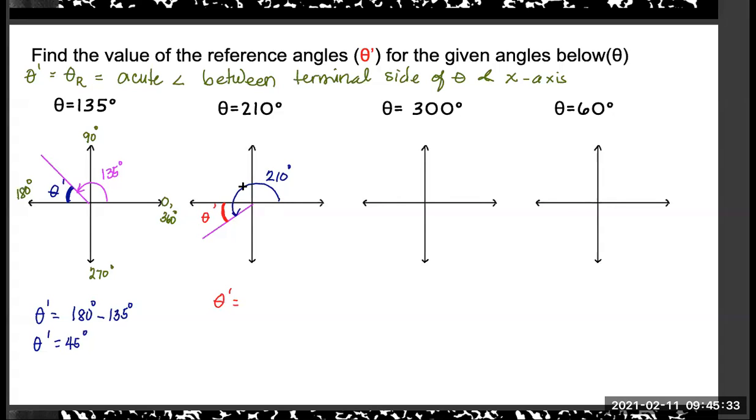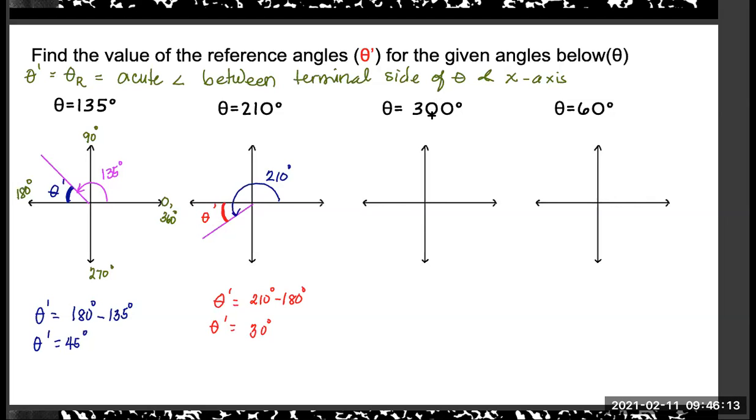Okay? So how do we find theta prime? We know this to be 210. The whole angle is 210. We only want this part, which means that we need to eliminate this. So what do we have to do? Yes, 210 degrees minus 180 degrees. This side here is 180. You want to take that away so that you'll only have this part. So theta prime would be equal to 30 degrees. Are you following?